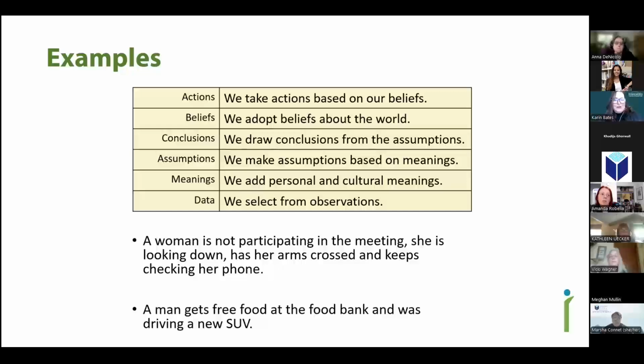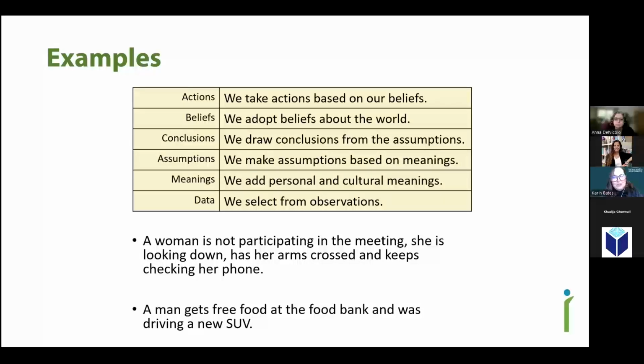I like this. Okay. A man gets free food from a food bank and was driving a new SUV. What about this one? Maybe it's a borrowed vehicle. Maybe he's picking up food for someone, right? Maybe he just lost his job, so he still has the new SUV, but is in a financial crisis. So we just don't know. These are two good examples of how we can look at the observable data that we have, and not draw just one conclusion, but think about multiple possibilities.